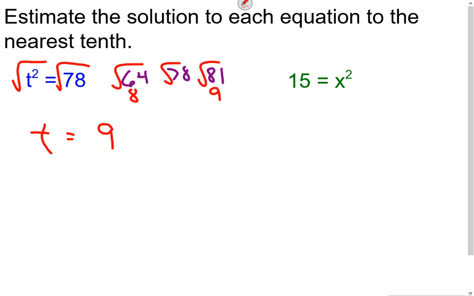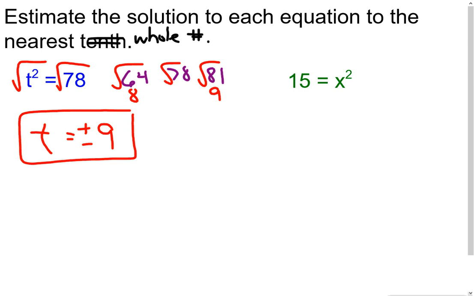Now, I have a typo here because I didn't want to round this to the nearest tenth. I wanted to round it just to the nearest whole number. So let's change that. I apologize for my typo there. To the nearest whole number. Abbreviate that. There we go. Okay? So t will equal 9. Now remember, when you take a square root in an equation, we can't just look at the positive solution. We also have to look at the negative solution. So when I find a solution to t squared equals 78, my final answer is right here: t is either going to equal positive 9 or negative 9.